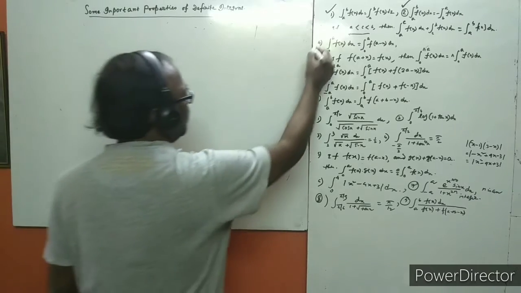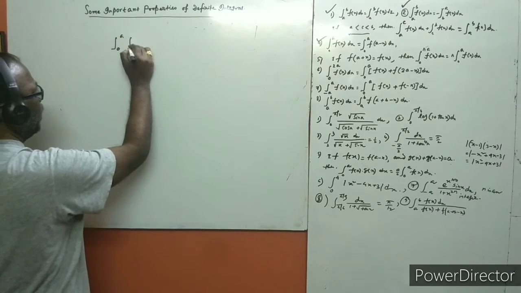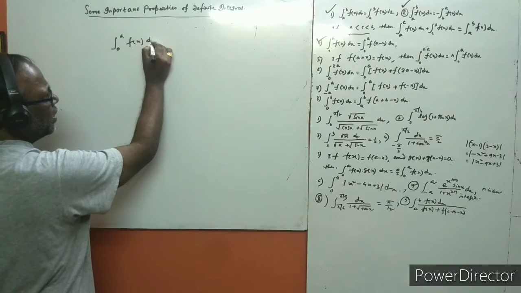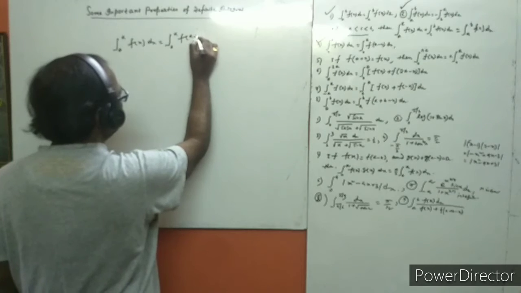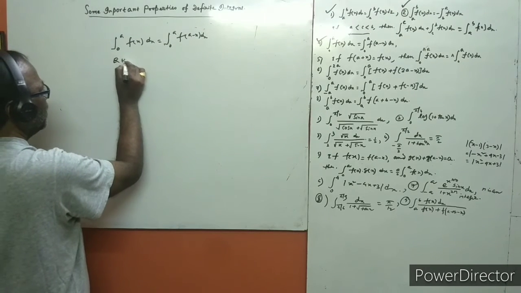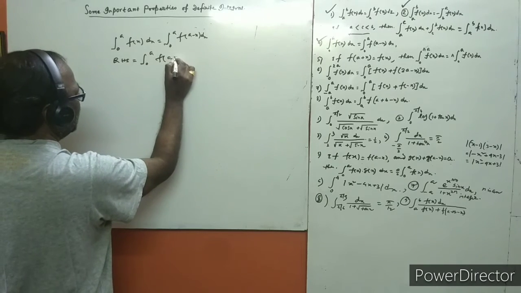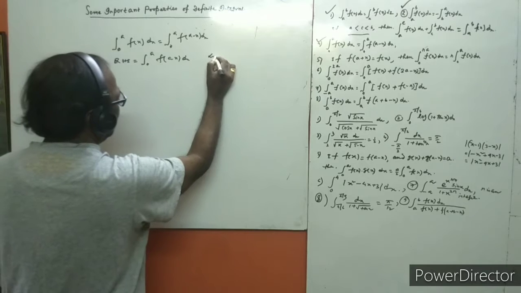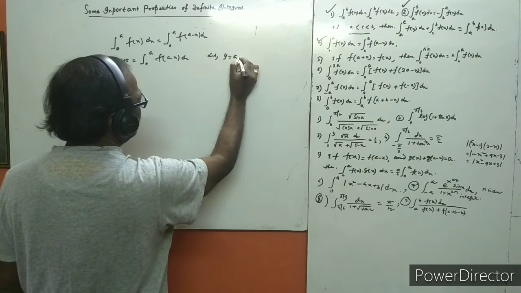This is the fourth property. The integral from 0 to a of f of x dx is equal to the integral from 0 to a of f of (a minus x) dx. On the right hand side, for f of a minus x dx, we assume a variable y equal to a minus x.